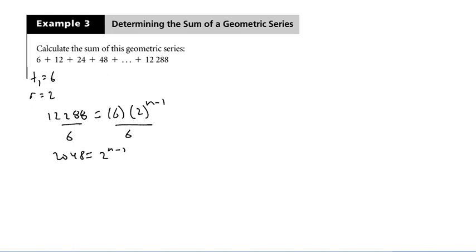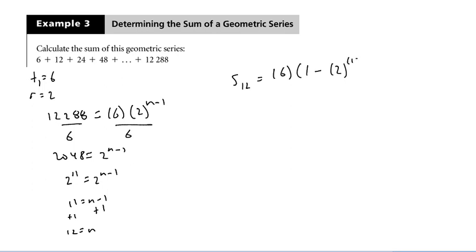And again, same as yesterday, we don't have the math to figure this out directly, so we're going to have to guess and check. And we'll see that 2048 is the same as 2 to the 11th. So now we know we've got 12 terms in this series. And so now we can figure out S12. We figure out S12, we see we get 24,570.